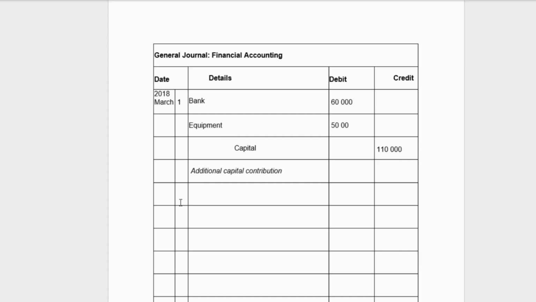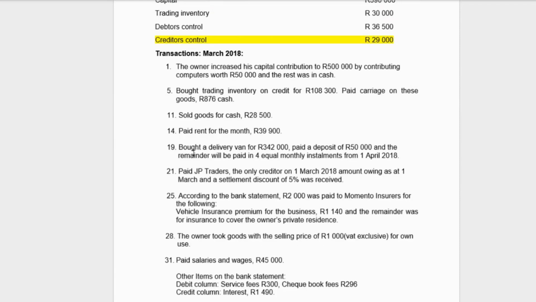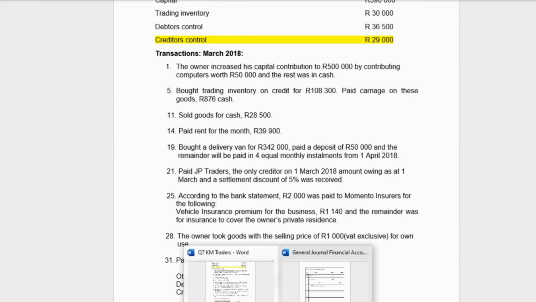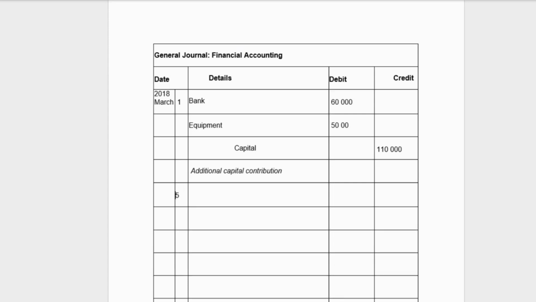Now let's go to transaction number 2. Transaction number 2 happened on the 5th, right? So on the date, we're just going to indicate 5 right there. Okay, and then let's go and read the transaction and see how we record it, how we go about it.